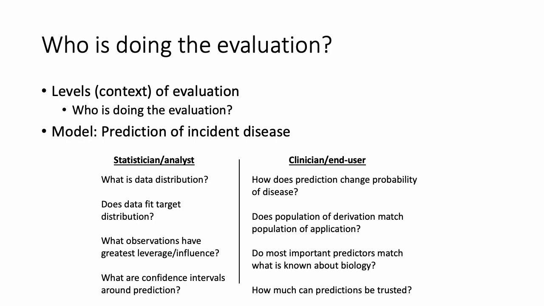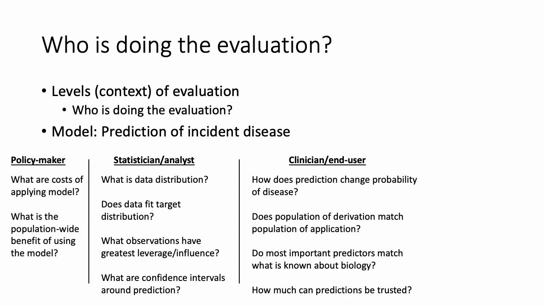Do the most important predictors match what is known about biology? In theory, as clinicians, we have a wealth of biological understanding of physiology and systems, and is it plausible that the prediction could even make sense based on what we know biologically? And then ultimately, can the predictions be trusted? Sure, we have confidence intervals, but at the end of the day, when I go to apply a model in the clinic, what do I care about in terms of whether I can trust that? And again, I think of bookending these. On the one end, you've got the policymakers.